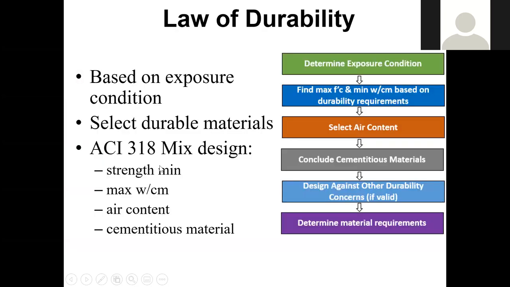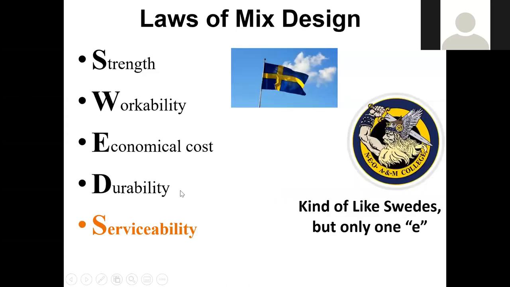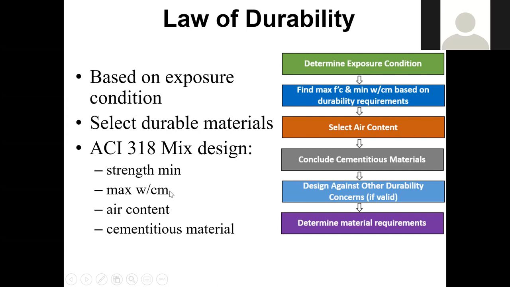So ACI 318, I believe 301 either has or is going to have a standard on this eventually, but you can actually go through and design for durability. A lot of design engineers for a project will communicate to you, hey, this is maybe the air that you need, this is the amount of cement and fly ash that you need to look at. They'll go through this process a lot of times for you if you're the design engineer for the project making the blueprints. They'll tell you a minimum strength, a maximum water-cement ratio, usually an air content, and then a minimum cement content too, or cementitious.